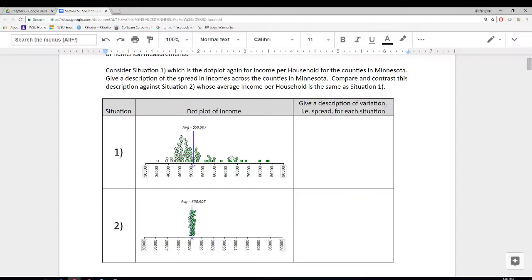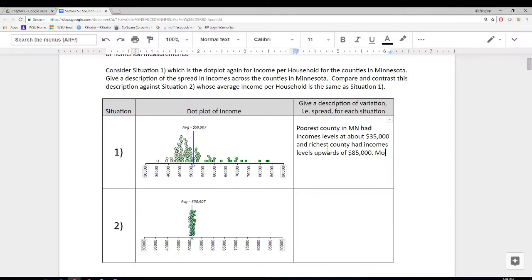In the last section, we were looking at incomes across the state of Minnesota. This top picture is what we had there. So you can see that the smallest county, or the poorest county in Minnesota, had income levels at about $35,000. And the richest county had income levels upwards of $85,000. And actually, there's a couple of counties up there, it looks like.